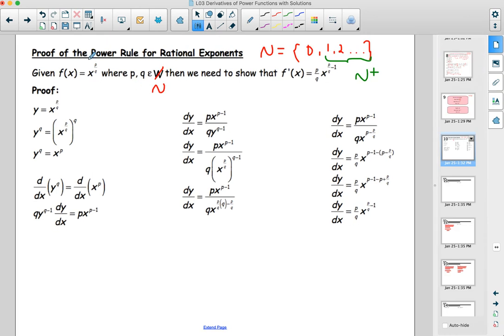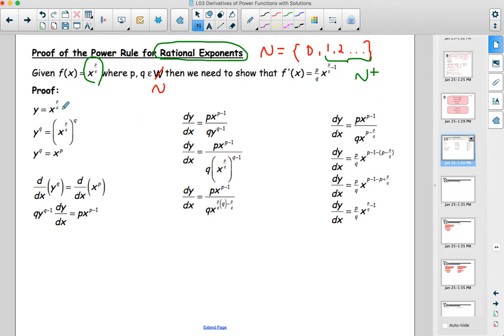All right, so now I'm going to try to show you that it works. We can do a proof for rational exponents. So I'm going to start with f of x is x to the p over q, where p and q are natural numbers. I want to show then that f prime of x would be exponent comes out in front, x to the p over q minus 1.